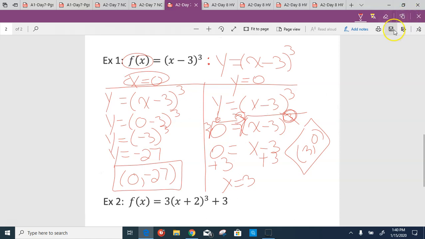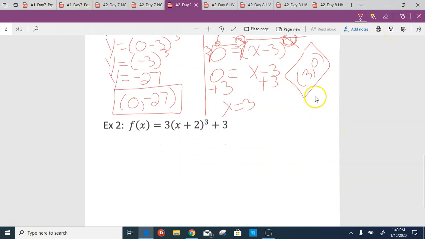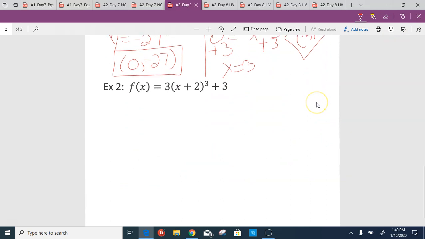The procedure is pretty basic, so you're going to see really fast that there's a reason why there are not so many examples. This one's a little more complicated in that there are more steps, but it's the exact same thing. So what we're going to do first is rewrite this equation and change f of x to the letter y. So y equals 3 times (x plus 2) to the third power plus 3.